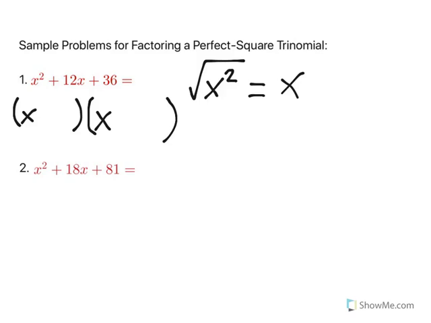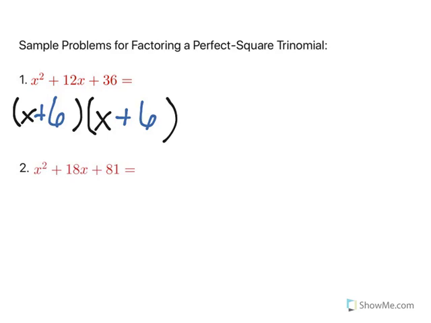Next we want to look at our third term. What is the square root of 36? And the square root is 6. Because it's positive in the first, second, and third terms, we know that we can put a plus 6 in each of the parentheses. Our factoring is complete, but we always want to check our work.